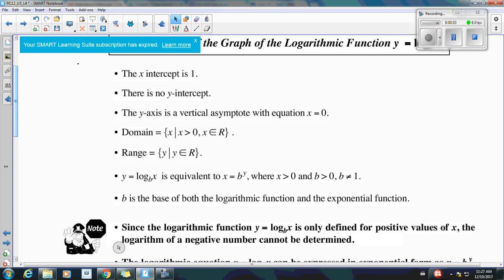Okay, so this is our first lesson on logarithms here. I've gone past the exploration stuff and I'm on page 184. We're going to do some examples here.